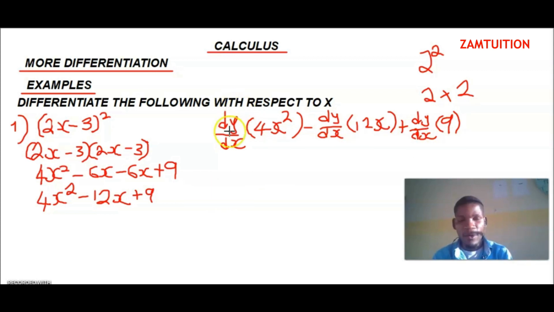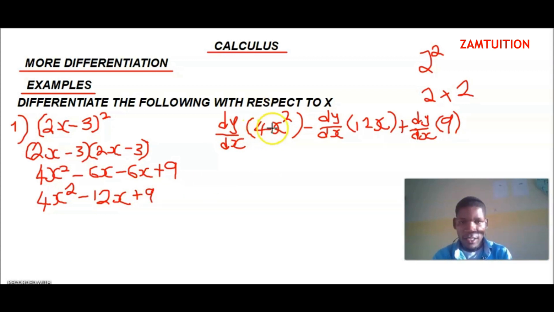So what we're going to start with, we're going to differentiate each term, because these are the sum of the terms. So we have got different types of terms here. We've got this first term, and then we have got the second term, and then we have got the third term. So we're going to differentiate each term.